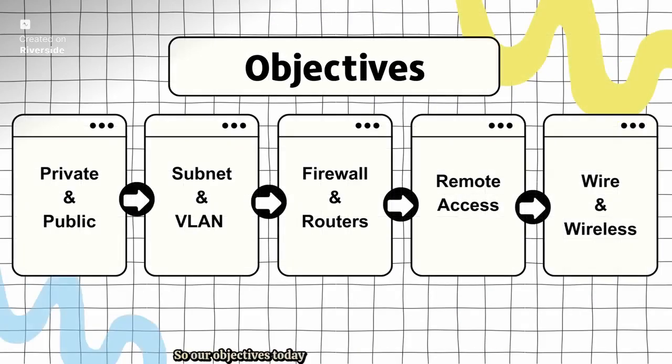So, our objectives today will be to learn the differences between private versus public IP, subnet and VLAN, firewall and routers, what is remote access, and finally, wire and wireless.